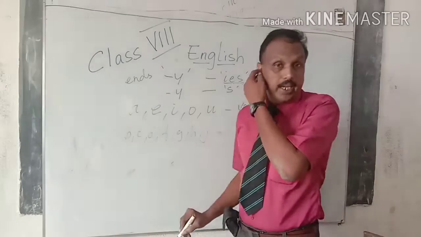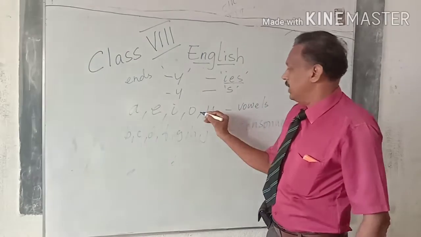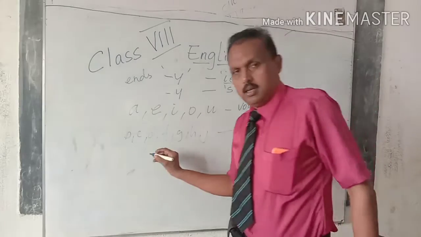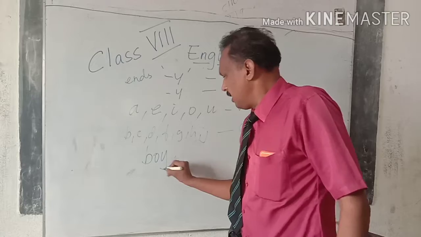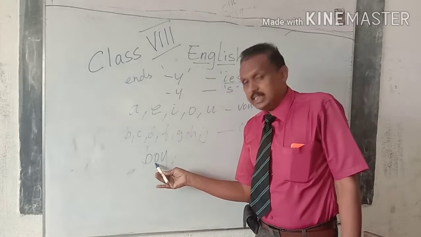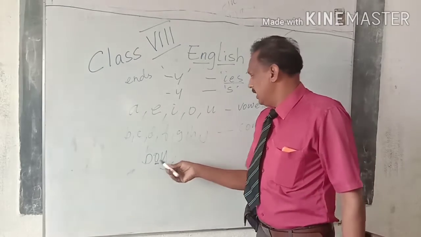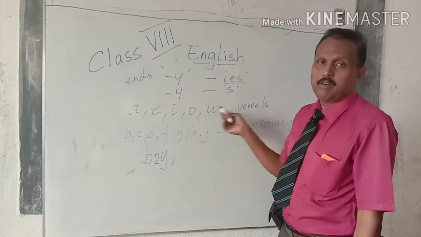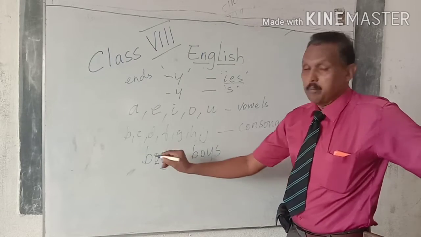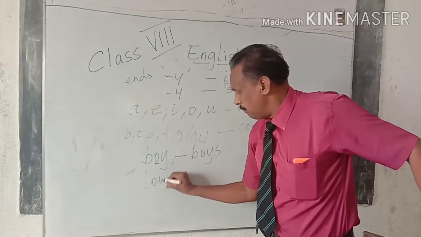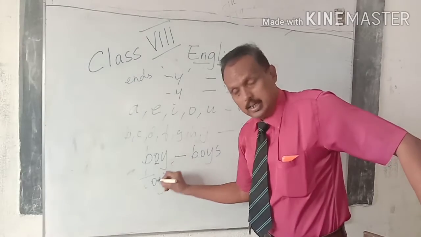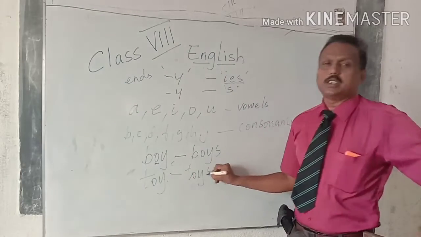So when it ends with Y, before that we have to see whether the letter is a vowel or a consonant. For example, boy. It ends with Y like I said, but which letter comes before Y? Is it a vowel or a consonant? It's a vowel. So if it is a vowel, it will take just S only. Boy, boys. See this example, toy. Tell me the answer please. Because O, a vowel, precedes Y, surely it will be toys.